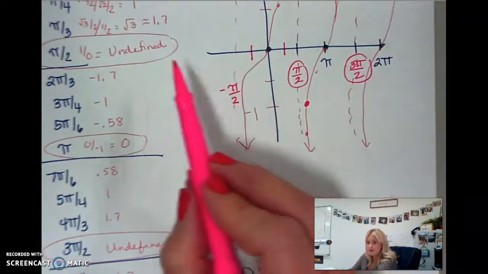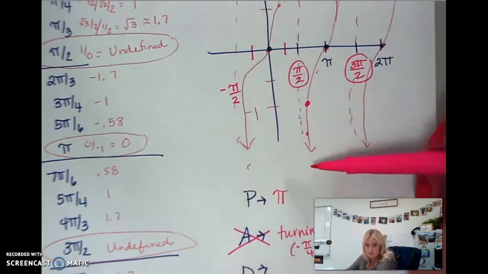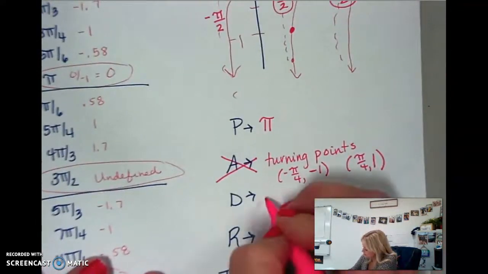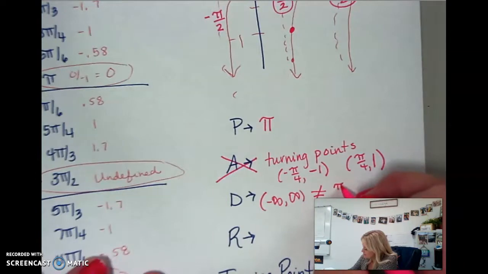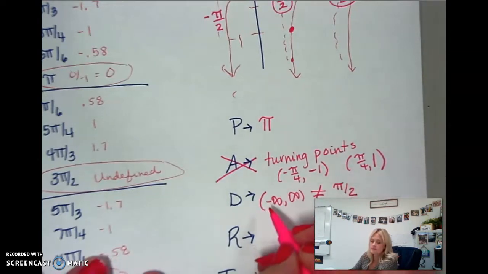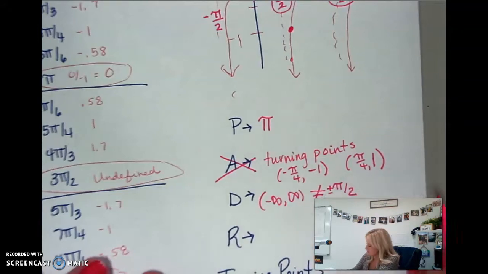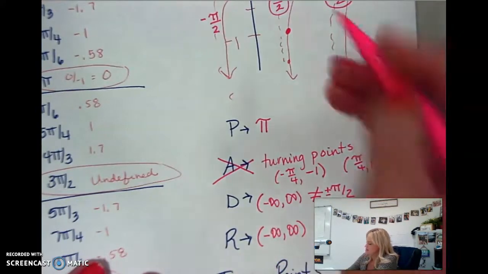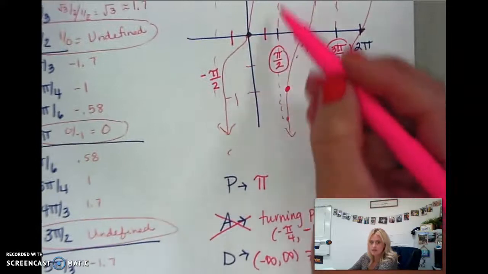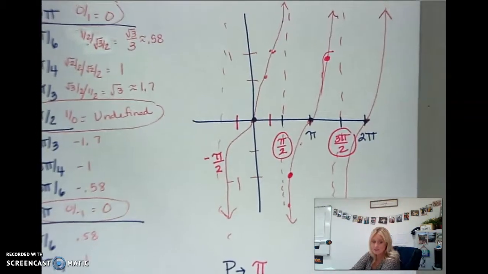The domain now does go on forever and ever. However, this time we have asymptotes. And the asymptotes happen every single time that we hit a half of a pi. So you can list it from -infinity to +infinity, but it does not include half a pi, both positive and negative. The range also now goes from -infinity to +infinity because it goes on forever down and forever up. So it's just a little bit different than the sine and the cosine wave.